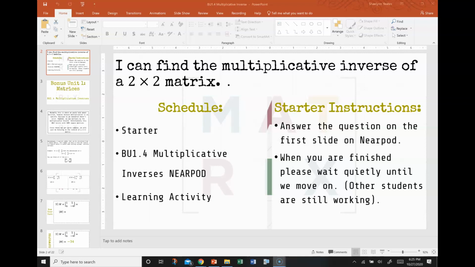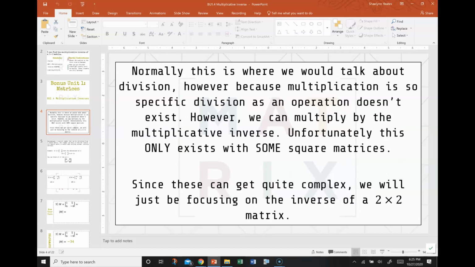Alright, so today we are finding the multiplicative inverses of 2 by 2 matrices, and only 2 by 2 matrices, because I'll explain in a minute. There's a starter on the slide above. Please finish that first.